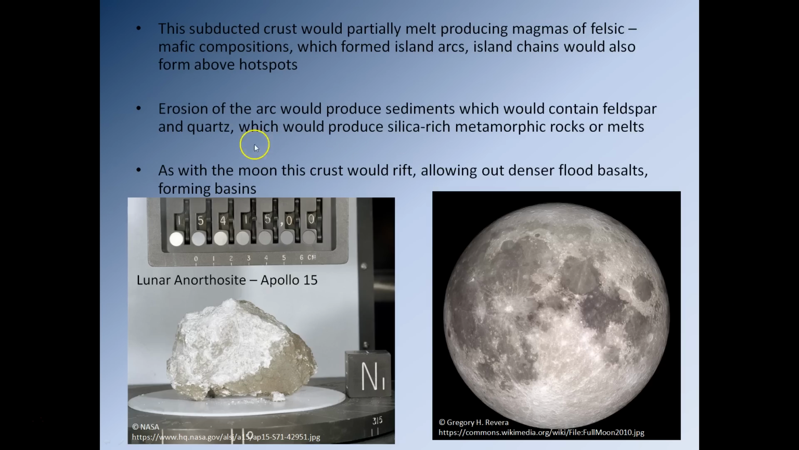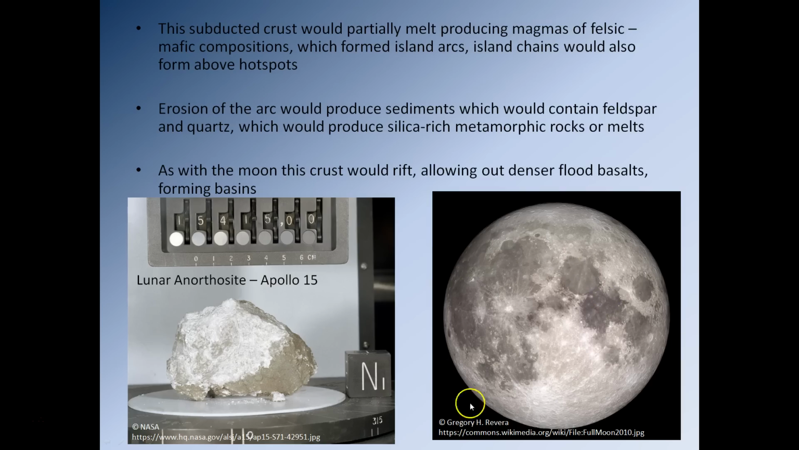So erosion of these very early arcs would also produce sediments that would contain feldspar and quartz, and of course zircon. So this is possibly where the Jack Hills zircon is coming from, one of these very early volcanic arcs. So as with the moon, the Earth's early crust would have rifted because the mantle below would have been very unstable, and when it rifted it would have allowed the mantle underneath to melt. And as the mantle melts underneath, it would have produced a mafic magma that would have risen up, erupted onto the Earth's surface, where it would have cooled to have formed basalts.